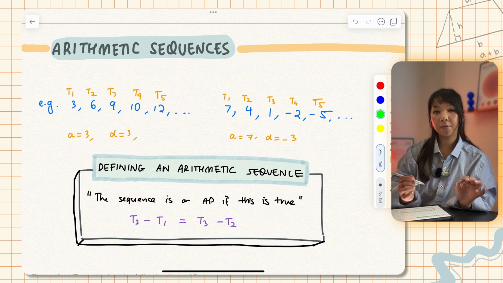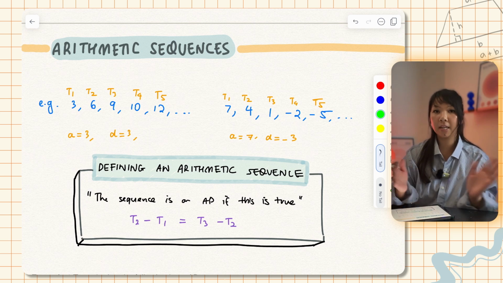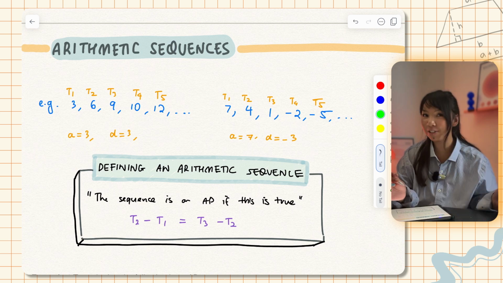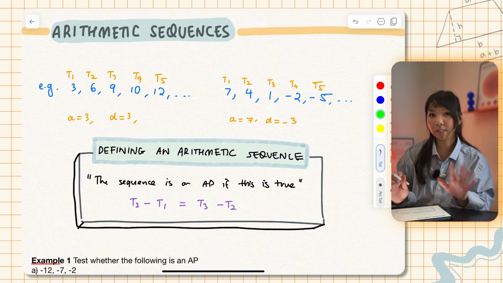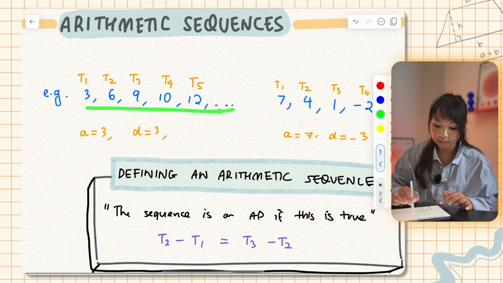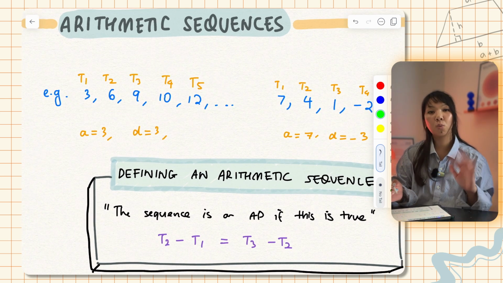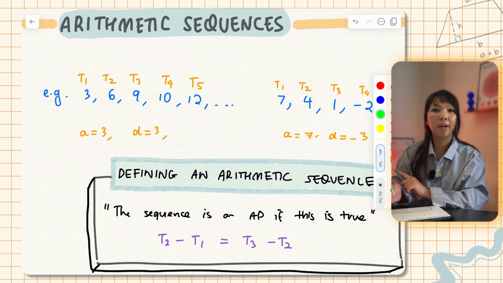So for the very first video of this module, we're going to be focusing on arithmetic sequences or arithmetic progressions or APs. I'm just going to call it AP just to be very straightforward. So let's study it by looking at these 2 examples here. In the first example, we have this very simple AP. We have 3, 6, 9, 10, 12. Hopefully you'll be able to recognize that they all differ by adding 3 every time.